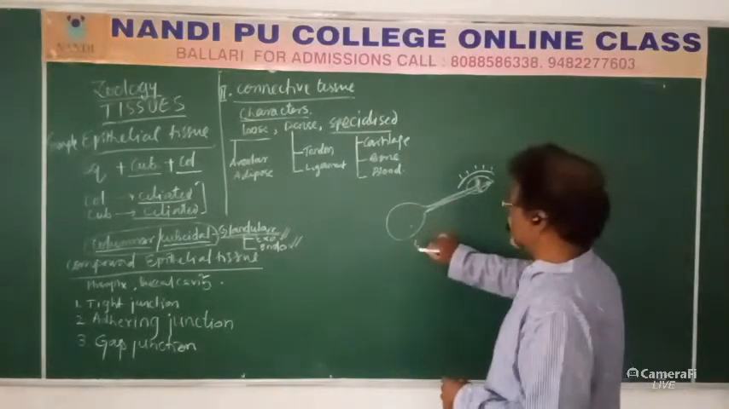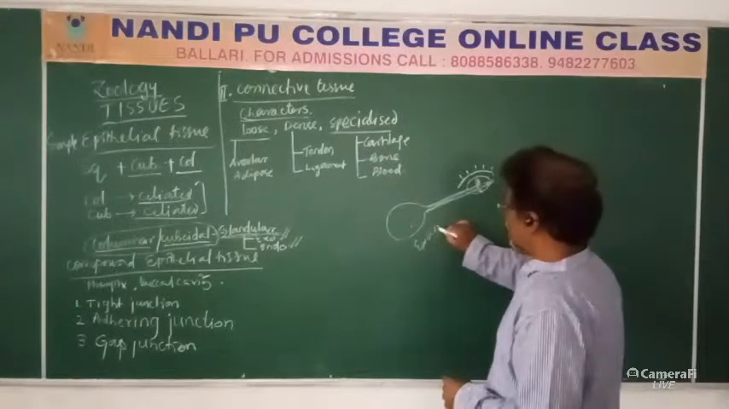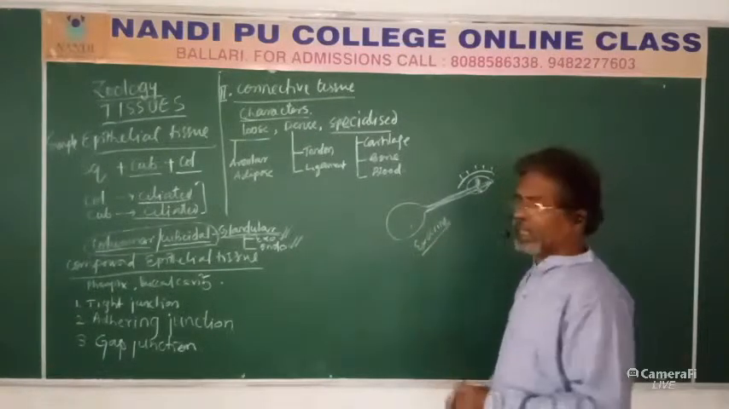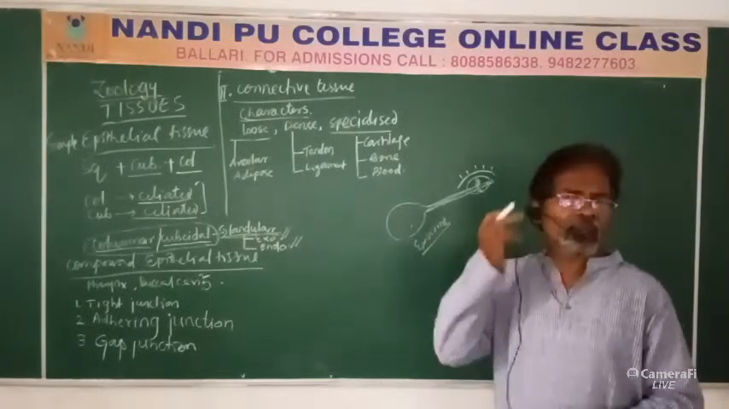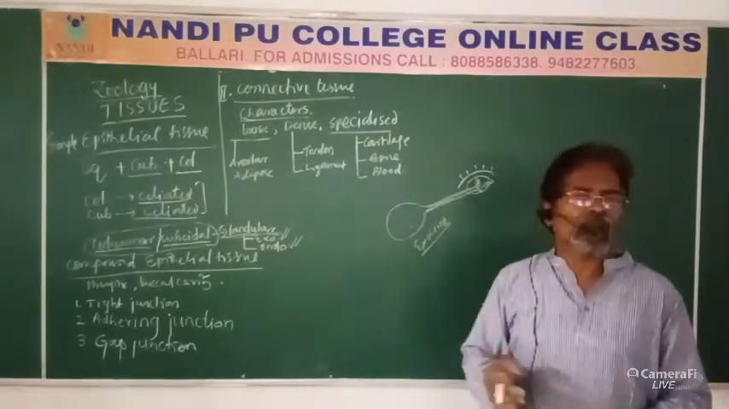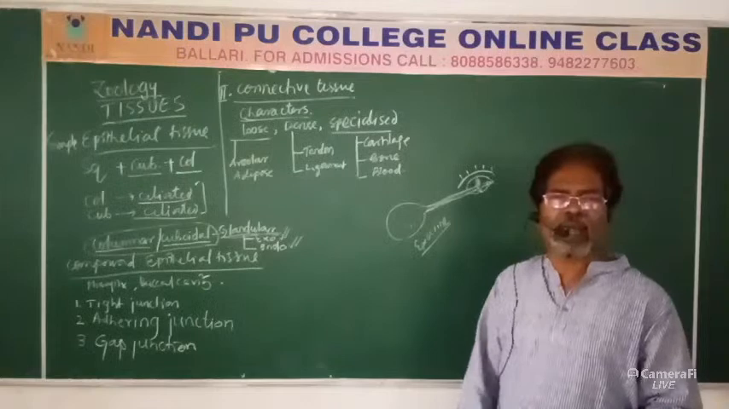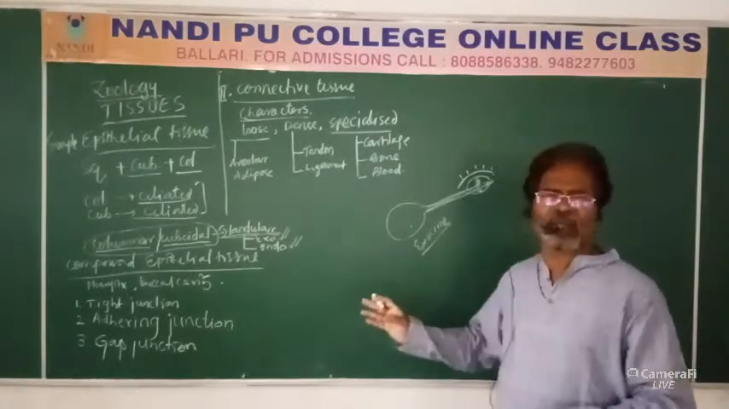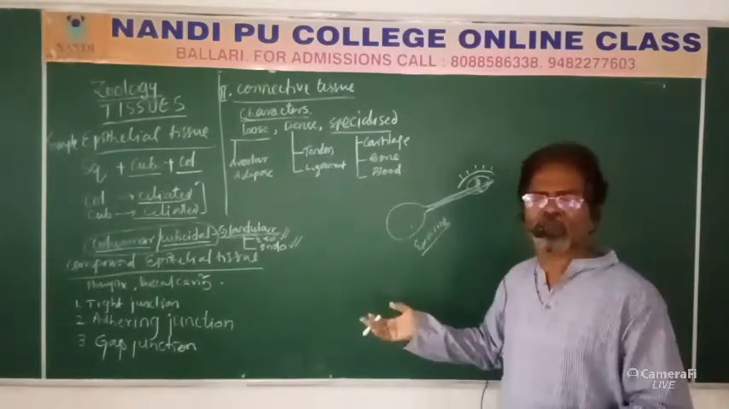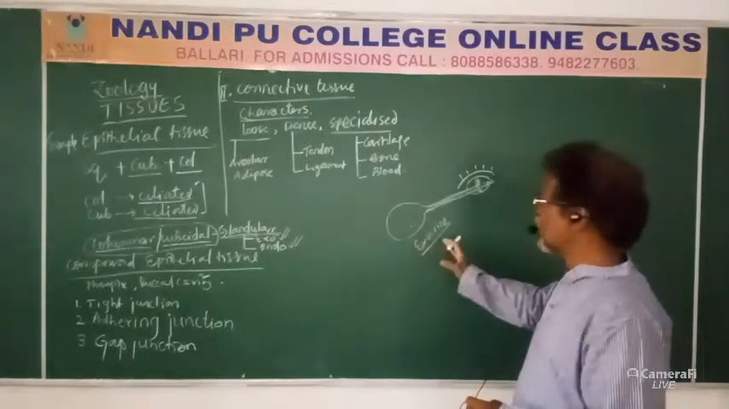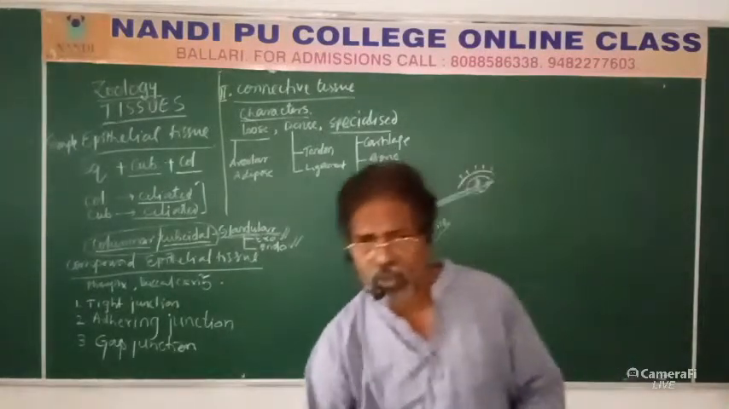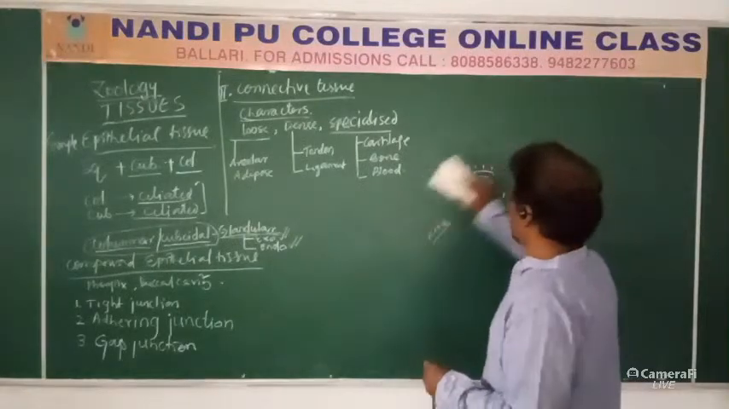The tear gland is an exocrine gland. Our sweat gland is an exocrine gland. The gland in the ear from which ear wax comes out is also an exocrine gland. Like that, many glands are there. Your salivary glands are also exocrine glands. So many glands are there. Remember these things. Now, what is an endocrine gland?